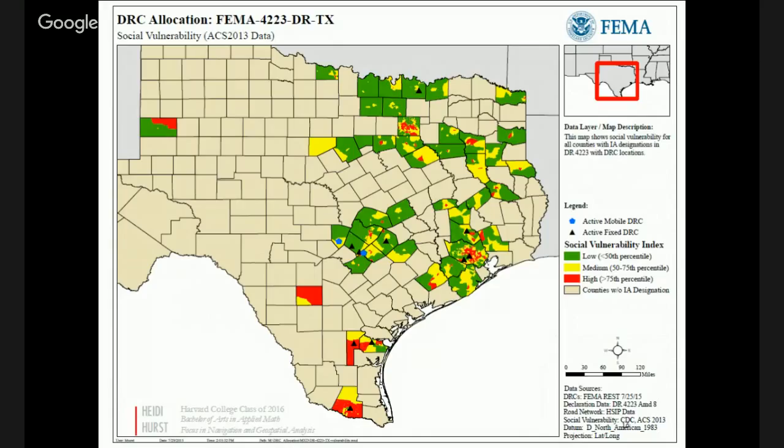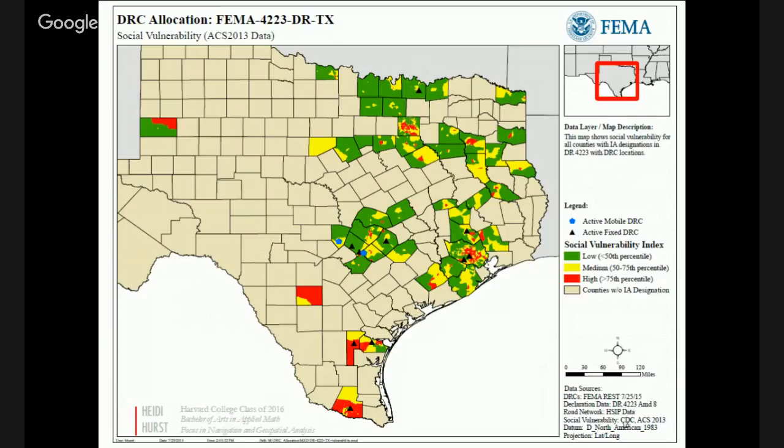What did those people in the counties that don't have any sites near them do? That's a really good question. So DRCs aren't the only way that FEMA gets help to survivors. They have online resources and phone resources, but they also have disaster survivor assistance teams called DSA teams. These are people who go out in the field, knock on people's doors and say, hey, are you okay? That's a good question, though.